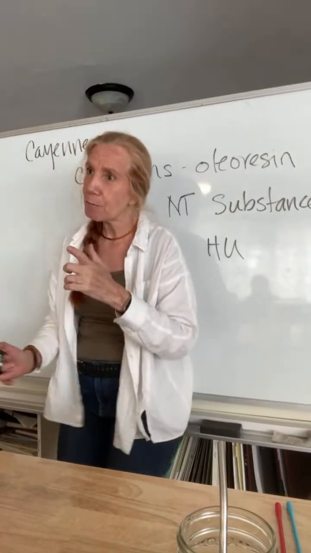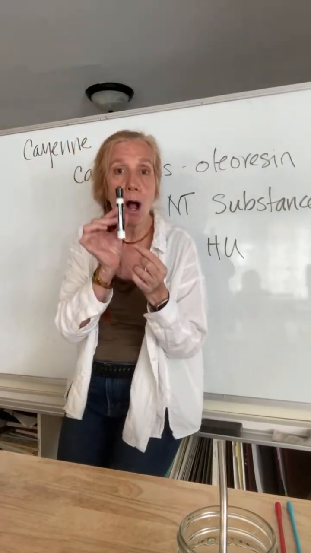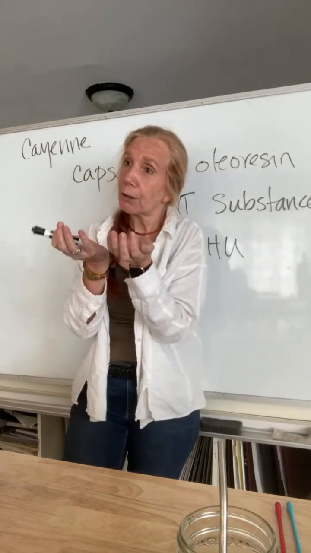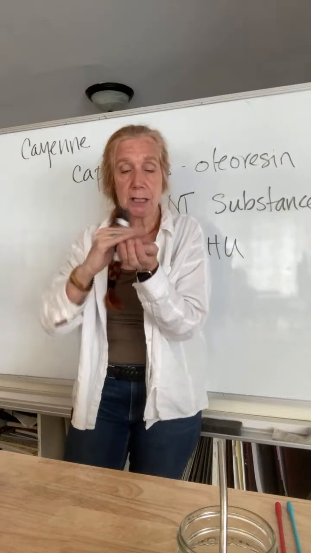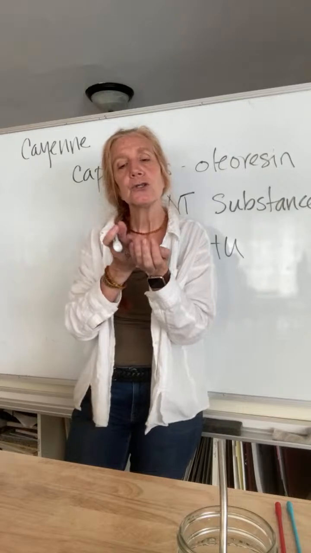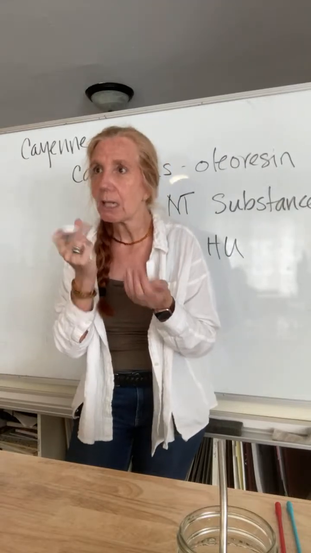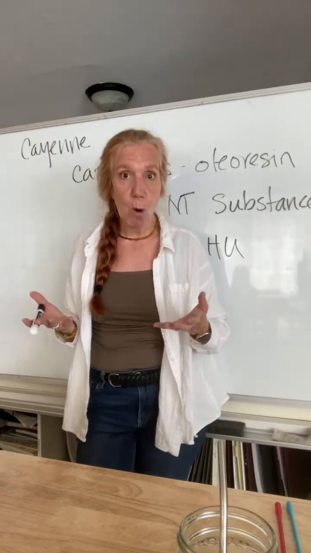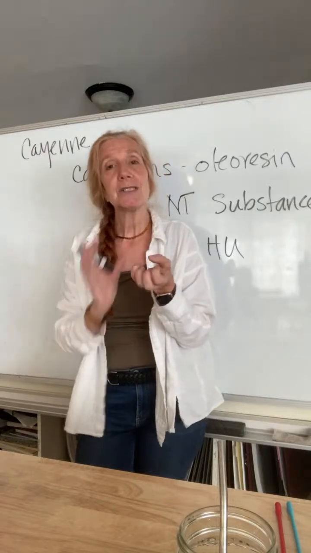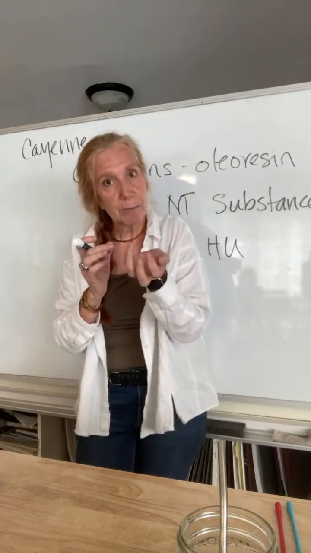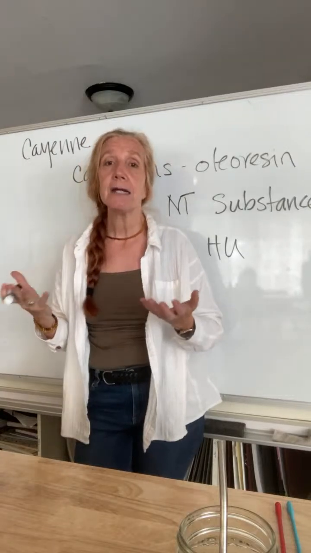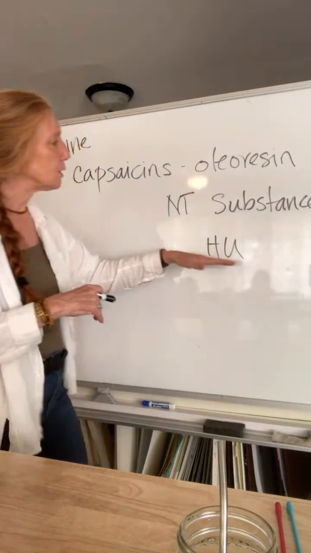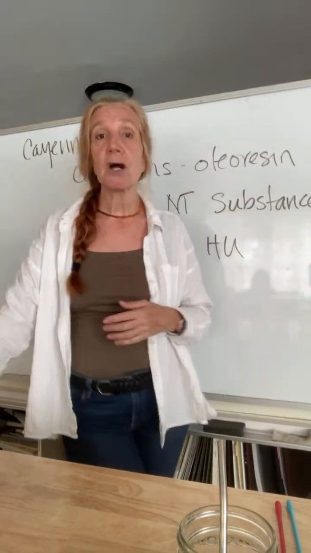Now, a heat unit measurement: a 1x measurement would mean it takes 1 volume of water to dilute the capsaicin in the sample to a point where I cannot taste it anymore, right? If you dilute it in half with water and you can't taste it, that would be a heat unit of 1. If you have to dilute it 10 times, putting 10 times the amount of water to the capsaicin in order to not taste it, that would be a 10x dilution, or a 10x concentration. So the Scoville heat unit rating system is based on that dilution.